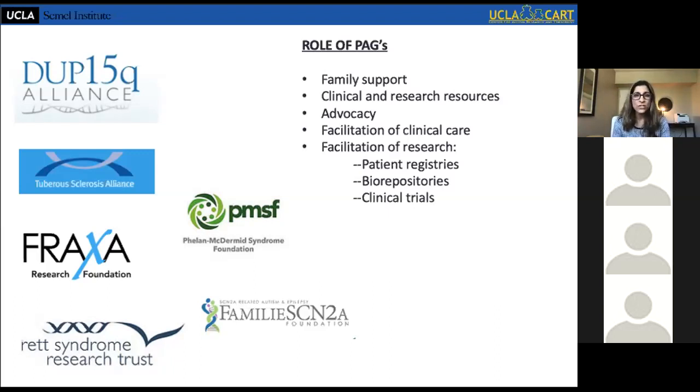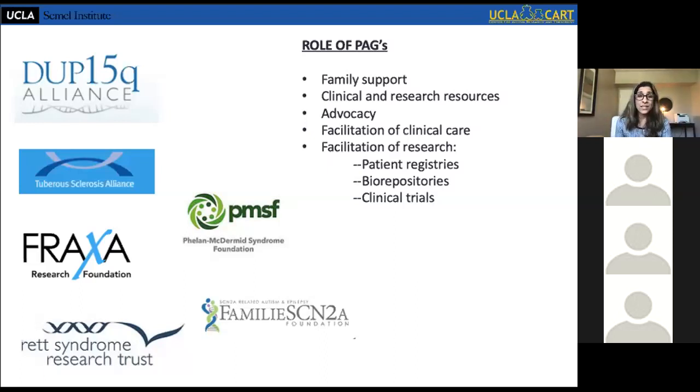They fund research grants. They develop national clinics. So for instance, we just became one of the national 15q clinics where we see kids with Duplication 15q and Angelman syndrome. And those clinics are sponsored by the Angelman Syndrome Foundation and the Duplication 15q Alliance. So they're really leveraging, again, the power of this community to promote good clinical care.